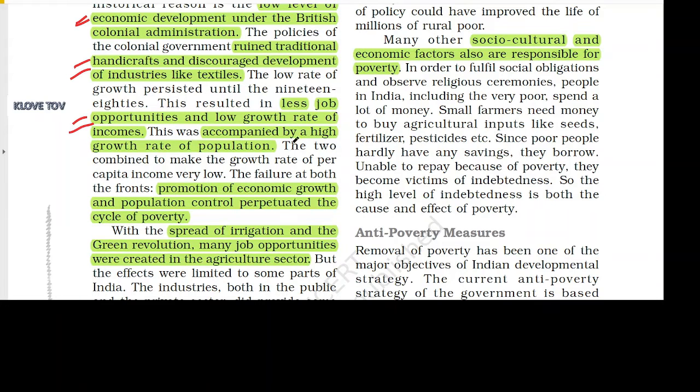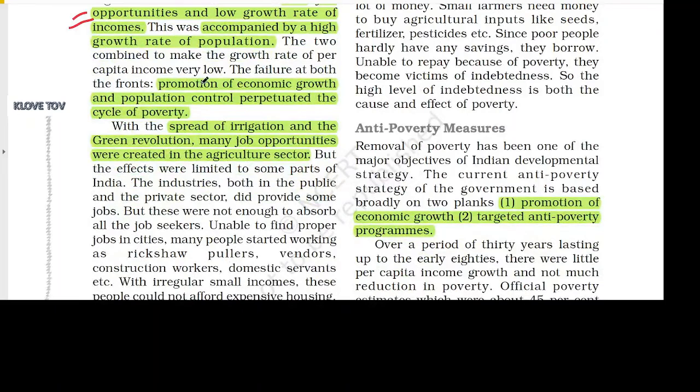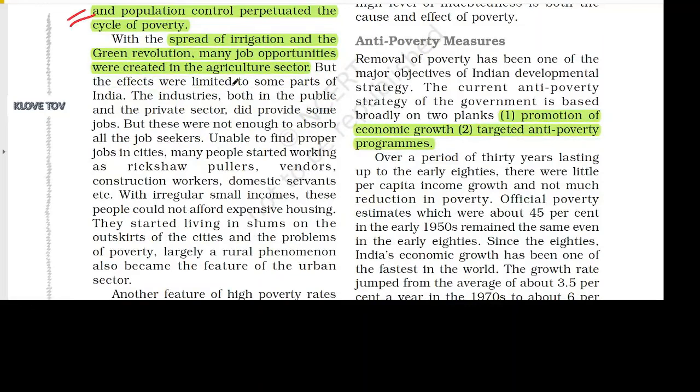This was accompanied by a high growth rate of population. The two combined to make the growth rate of per capita income very low. The failure at both the fronts, promotion of economic growth and population control, perpetuated the cycle of poverty. With the spread of irrigation and the green revolution, many job opportunities were created in the agriculture sector. But the effects were limited to some parts of India.